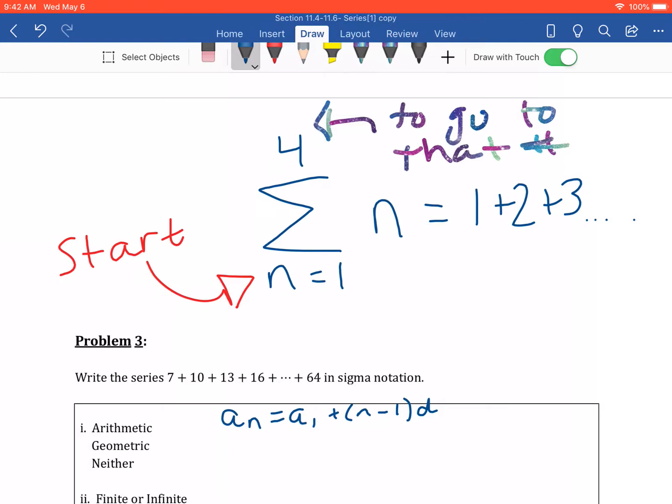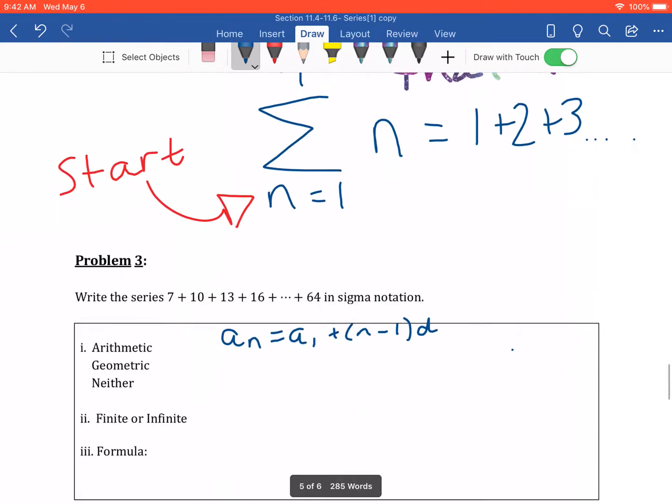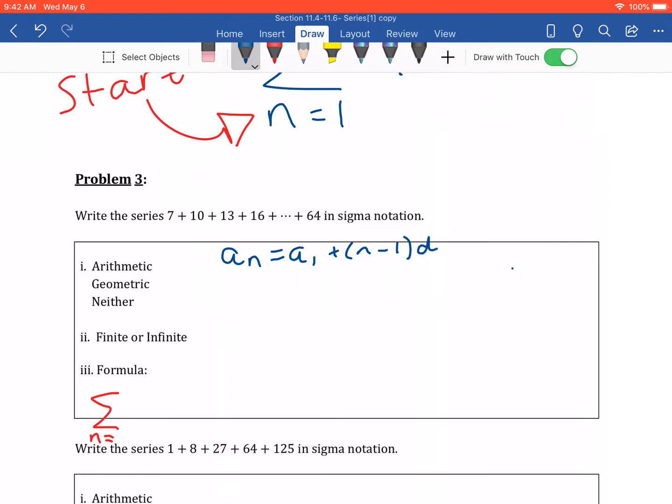So for problem number 3, it's asking you to write a series for 7 plus 10 plus 13 plus 16 plus all the way to 64 in sigma notation. We're going to be using that same equation we had used previously: a sub n equals a sub 1 plus n minus 1 all times d. Looking at this, we can see this is definitely arithmetic, because 10 minus 7 is 3, 13 minus 10 is 3, 16 minus 13 is 3, and then we assume the rest of the pattern continues the same way.